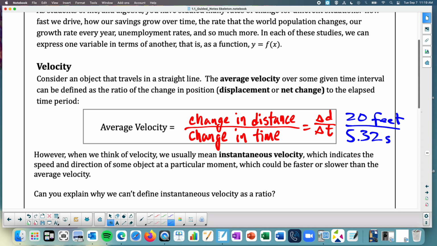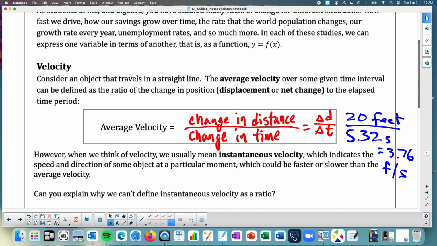20 feet in 5.32 seconds. You got all the calculators. I'm not gonna pretend to do that in my head. It's gonna be smaller than 4. 3.7. You're just guessing too, though. Yeah. We try not to guess. 3.4. 3.76. Now, estimating is a really good skill, but we try not to guess for actual answers. So feet per second. Okay, so that was his average velocity.